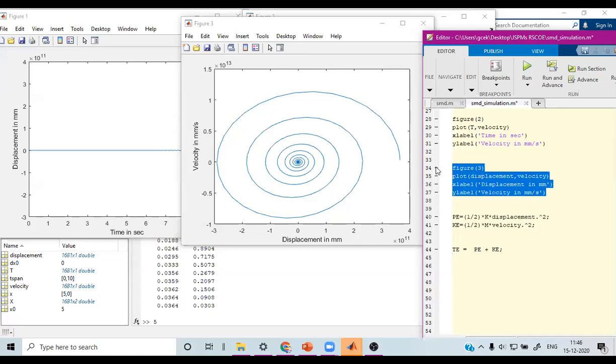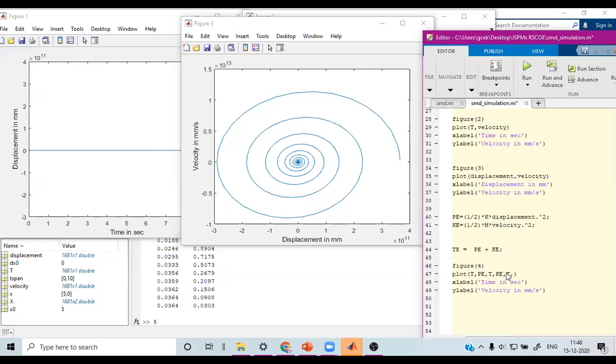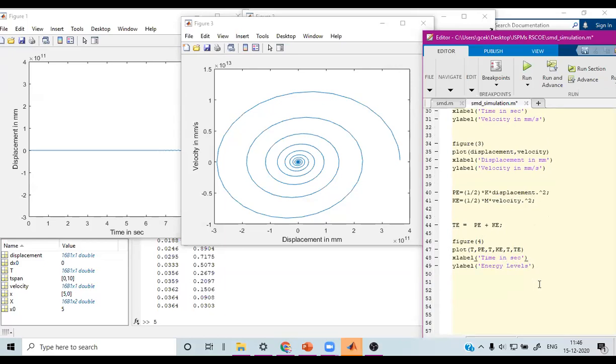I'm going to open a figure. I want to plot it on the fourth graph: time versus potential energy, time versus kinetic energy, time versus total energy. And here I can label it as energy levels. Okay, and I can put up a legend also. First is potential energy, second is kinetic energy, third is total energy.